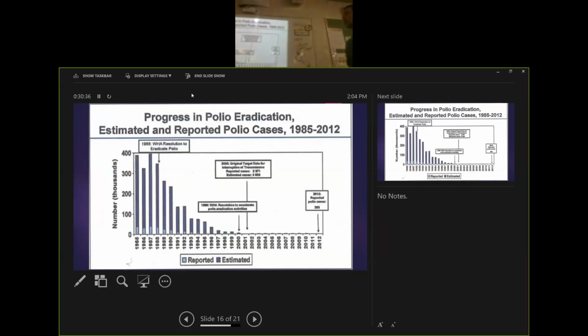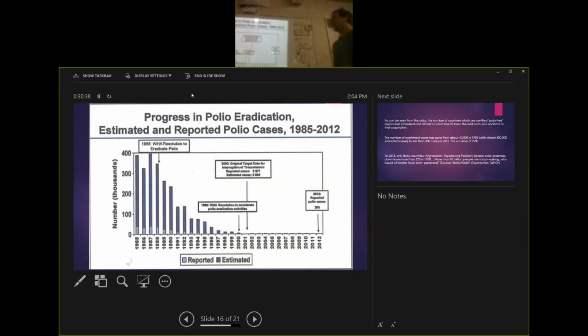And think about the number of cases: back in 1985, we're looking at almost 400,000 cases of polio. Now we're down to about 250 or 280 or so, and that was 6 or 7 years ago. So we made a really big difference, back in 1988.